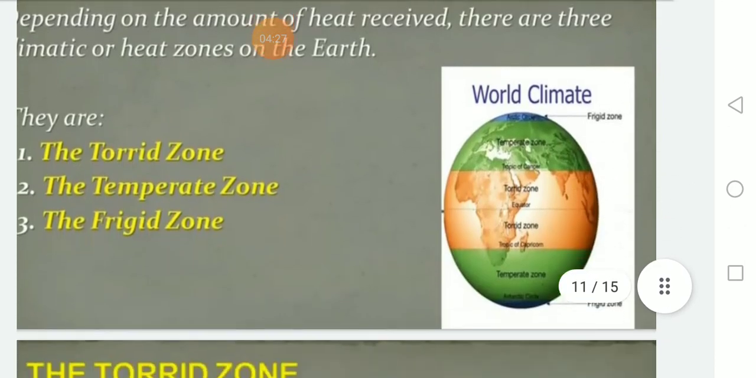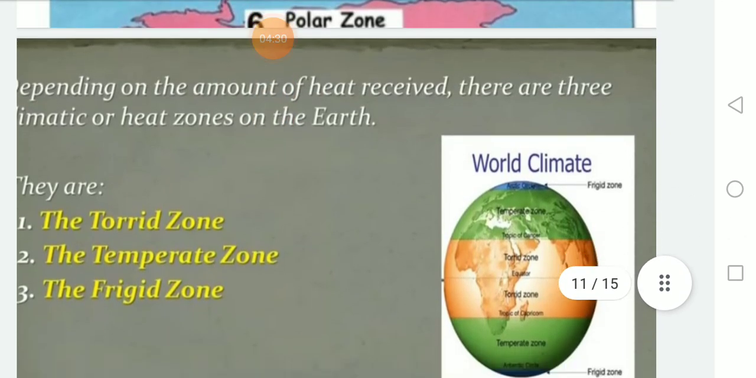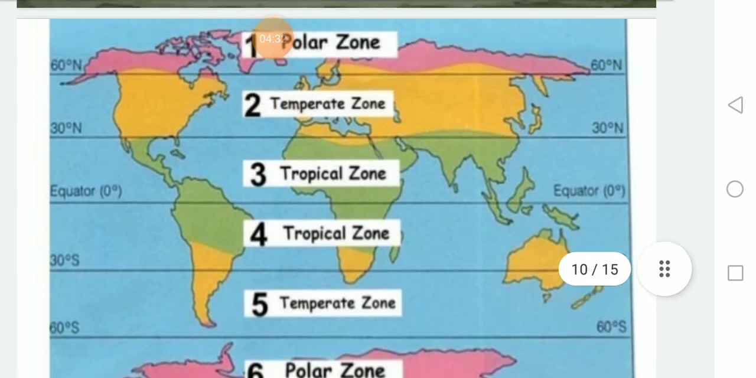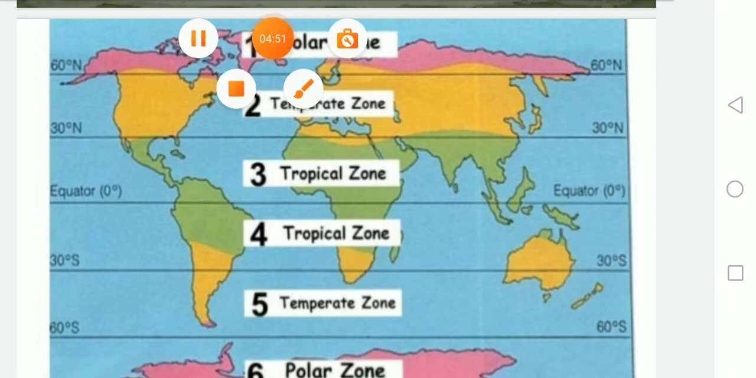As you can see, we have three types of zone. In this picture we have six zones. In the middle we have the equator, the imaginary line that divides the whole earth into two equal parts. Then at the north and south poles we have the polar zone, in the middle we have the temperate zone, and on the equator we have the tropical zone.